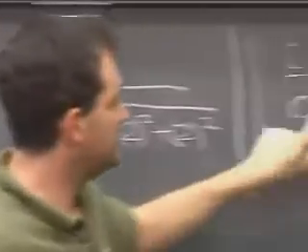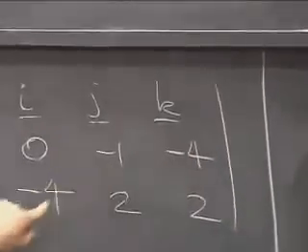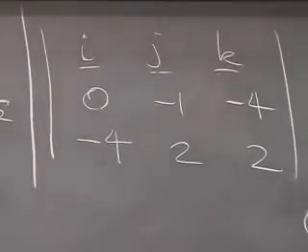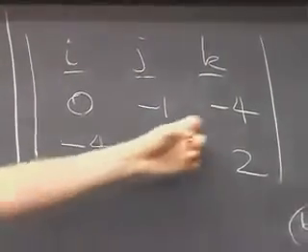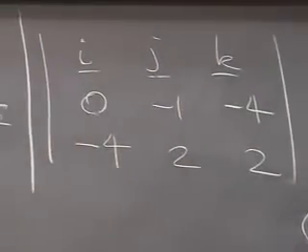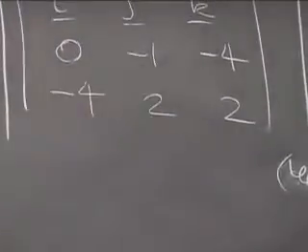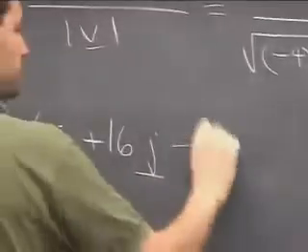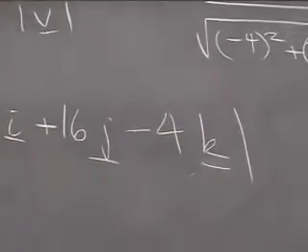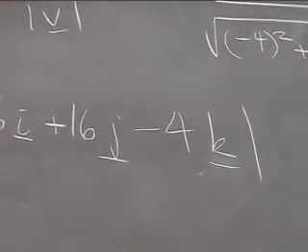J: 0 times 2 minus minus 4 times minus 4 would give me negative 16, but I need a minus because it's the J. And then the K: 0 minus 4 is negative 4. And so we get a bit of a mess.